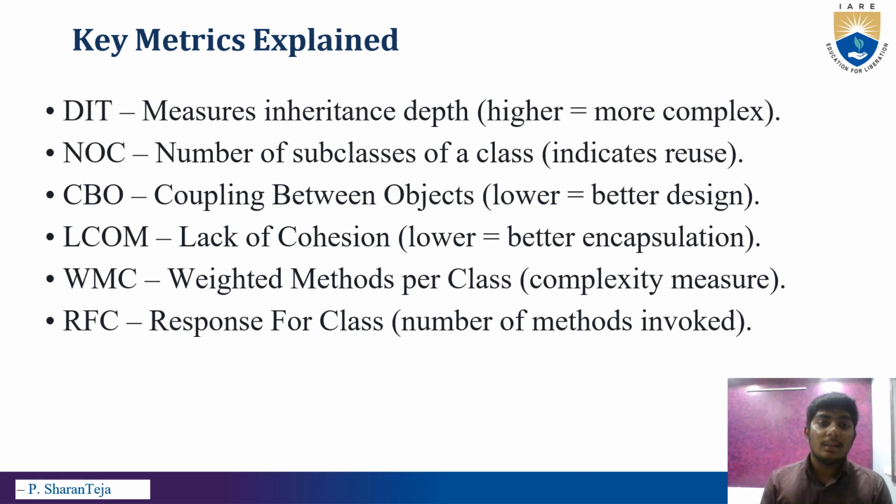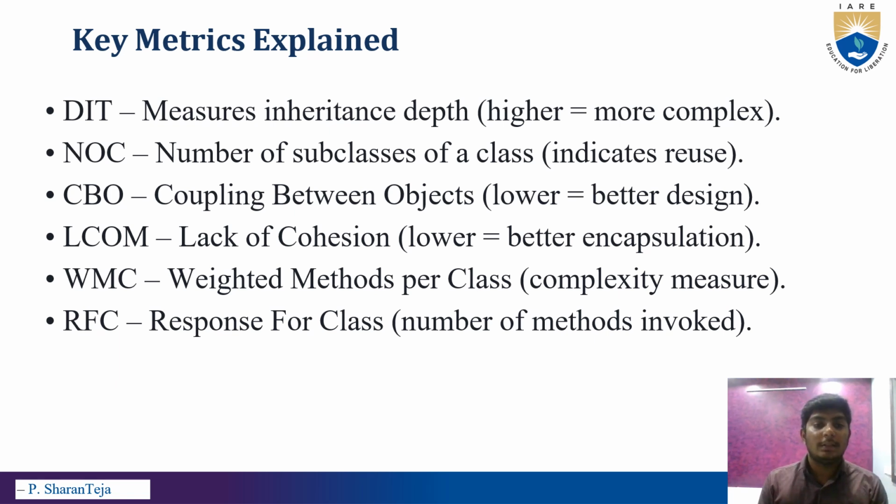Let us understand some of the most widely used metrics in detail. First one is depth of inheritance tree. This measures how deep a class is within an inheritance hierarchy. A deep inheritance tree can indicate code reuse, but it can also increase complexity because changes in base classes can ripple through the subclasses. Number of children. This counts how many subclasses inherit from the parent class. A large number of children can mean high reuse but may also increase the testing effort, since a change in the parent class affects all the children.